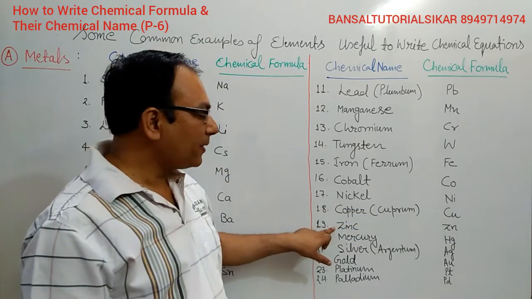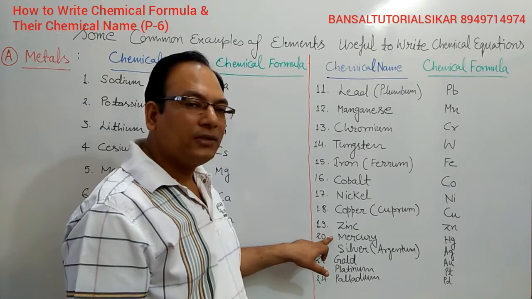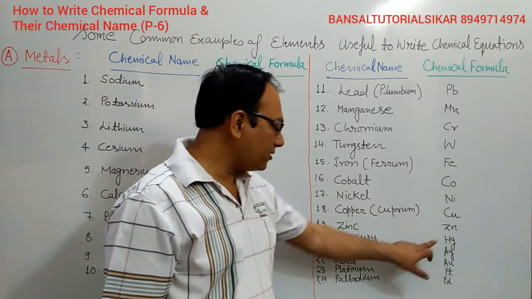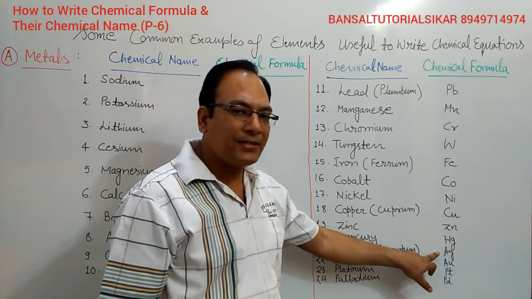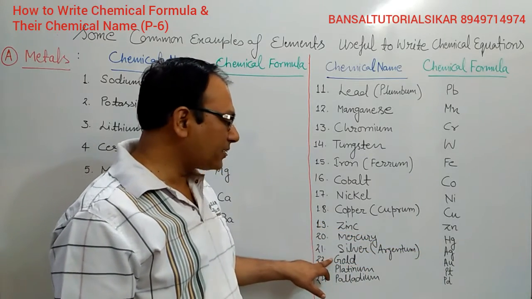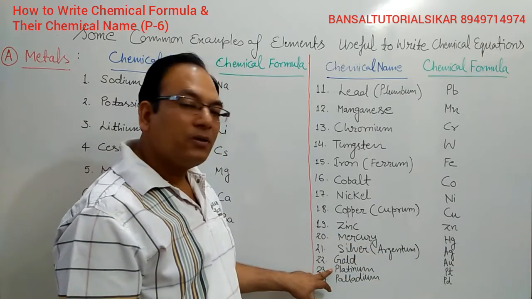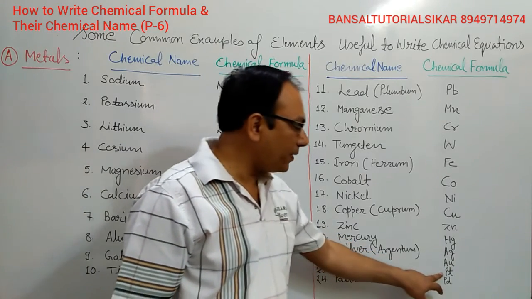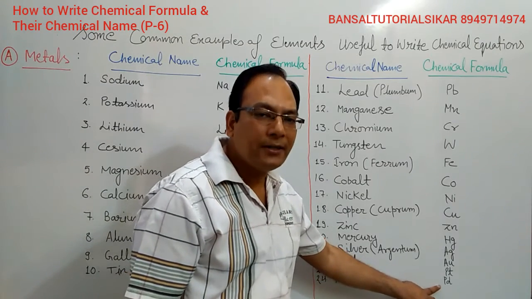If zinc is given, then you will write down Zn. If mercury is given, then you will write down Hg. If silver or argentum is given, then you will write down Ag. If gold is given, then you will write down Au. If platinum is given, then you will write down Pt. If palladium is given, then you will write down Pd.